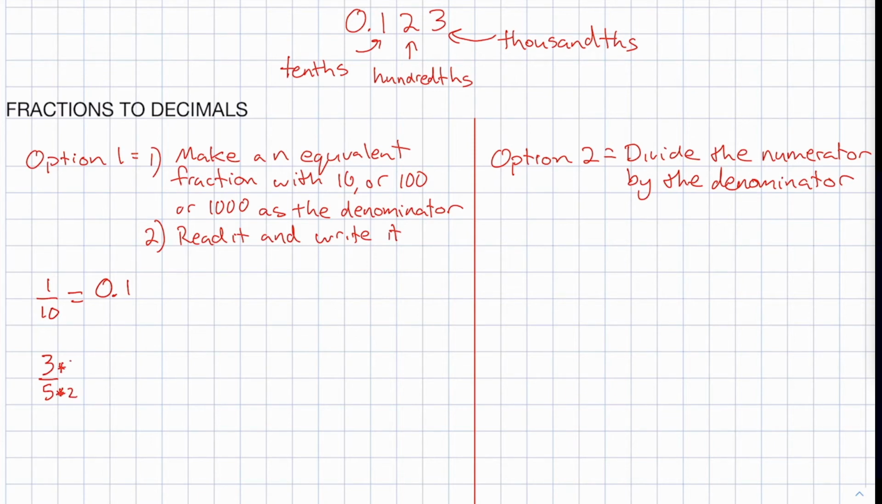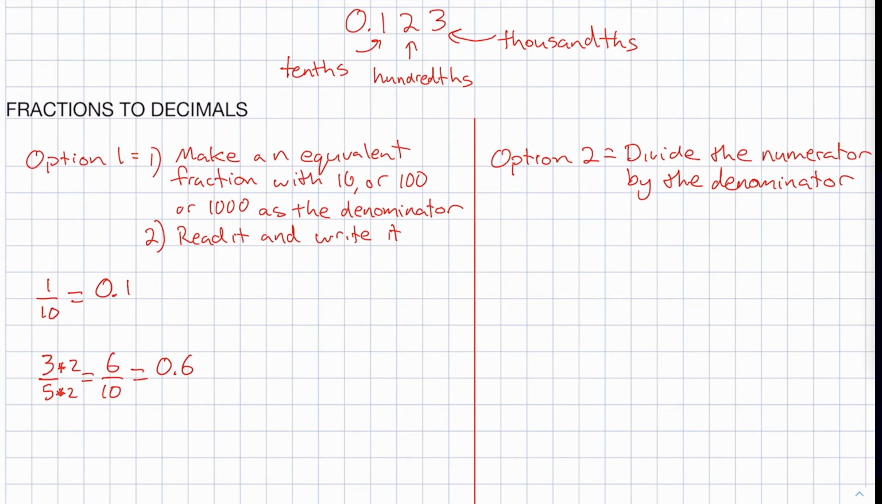If I multiply it by 2, I also have to do the same thing to the numerator, and that gives me 6/10, and so 0.6 is how we would do that. So again, we just made an equivalent fraction with 10 as the denominator.